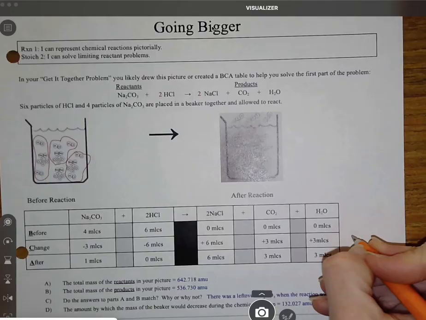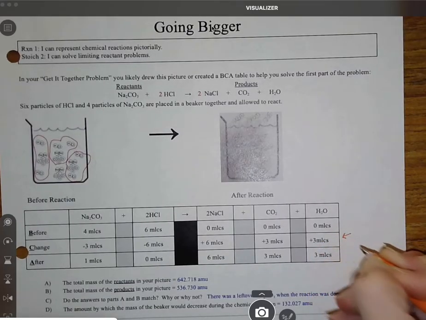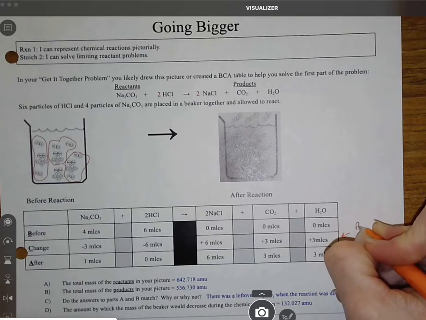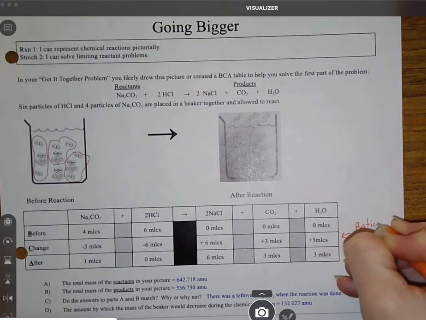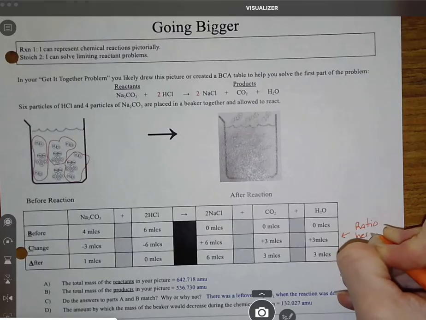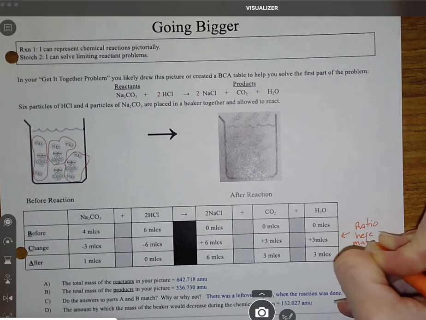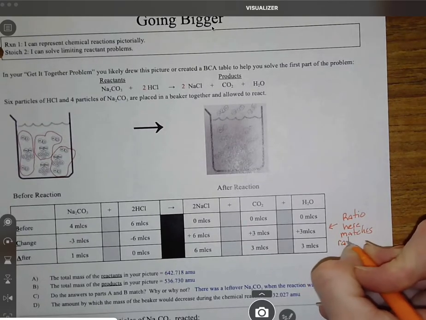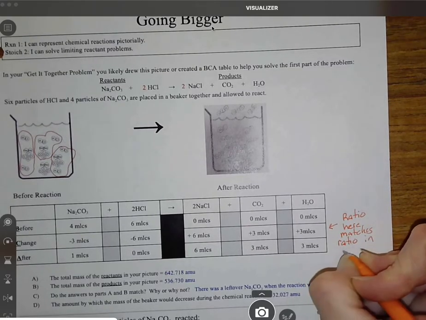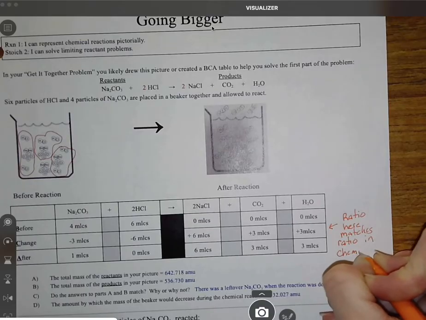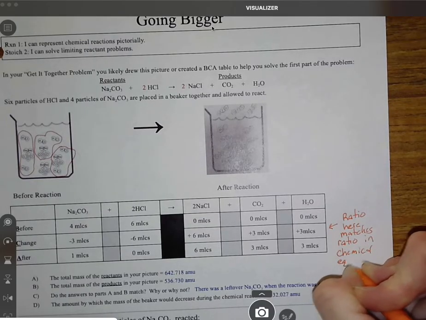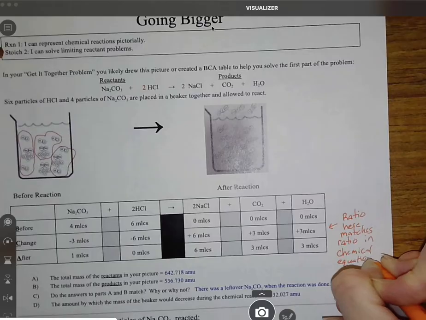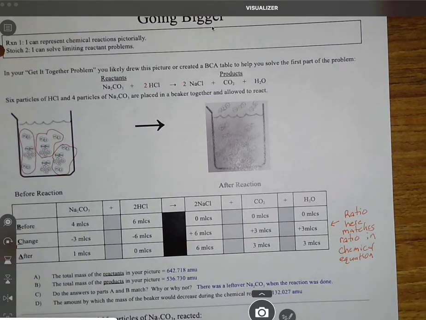And so right here, we're just going to leave ourselves a little note. And our little note says that the ratio here matches the ratio in the chemical equation. It's going to become sort of the check row to check and see how you're doing.